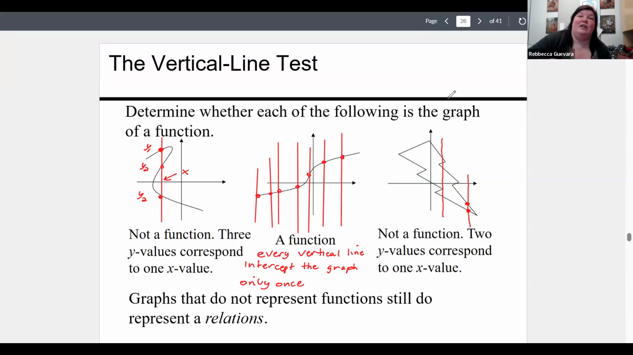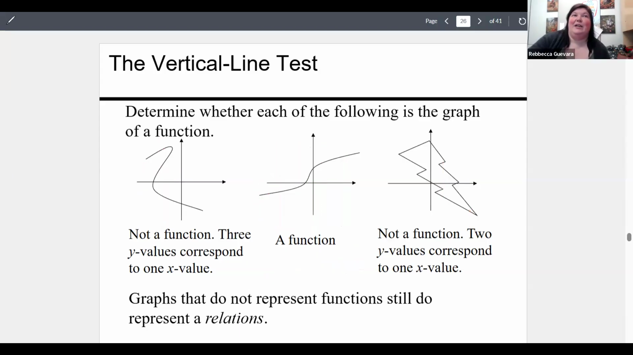So the graphs that are not functions still represent a relation. They just don't represent a function. I've had people in the past tell me that I can't graph something that looks like this. I could totally make these graphs. They're just not graphs of functions.